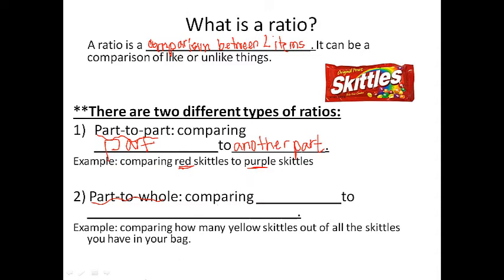So let's go down and look at what part to whole is. Part to whole is comparing one part to the whole, or everything. And in this case, it'd be the entire Skittles bag. How many Skittles are in the bag? So here is comparing how many yellow Skittles out of the whole Skittle bag. I picked yellow because yellow's yucky. You want to count and see how many you got you don't like and you're going to give away. Red and purple are my favorites. That's why we put them up here.